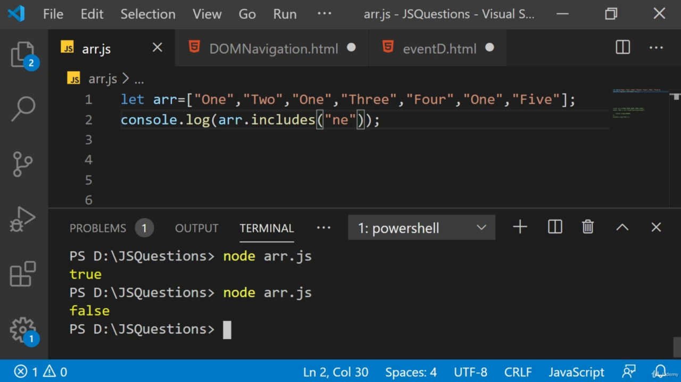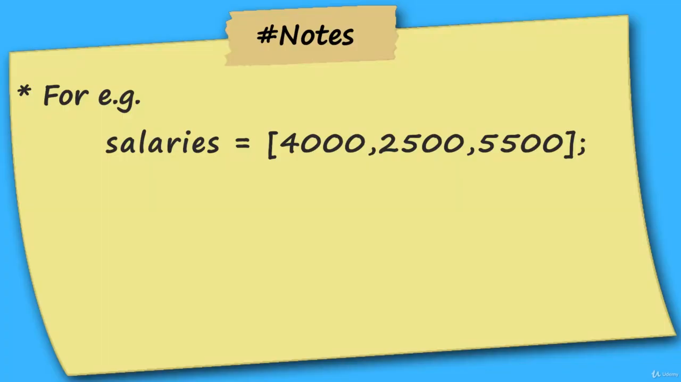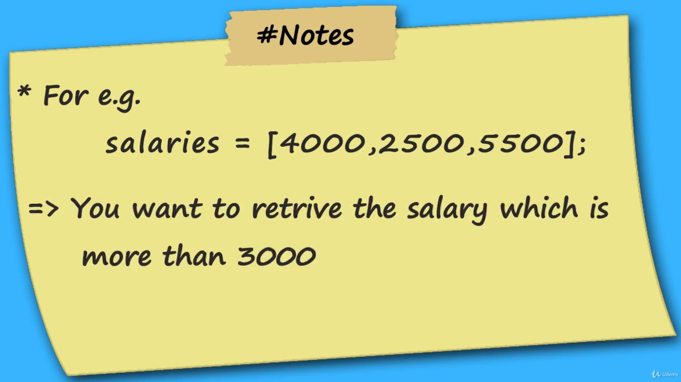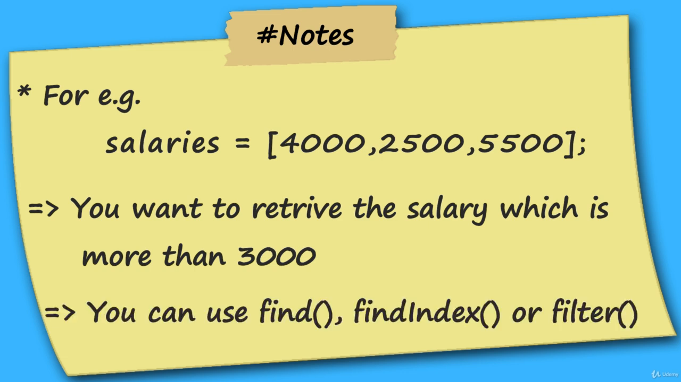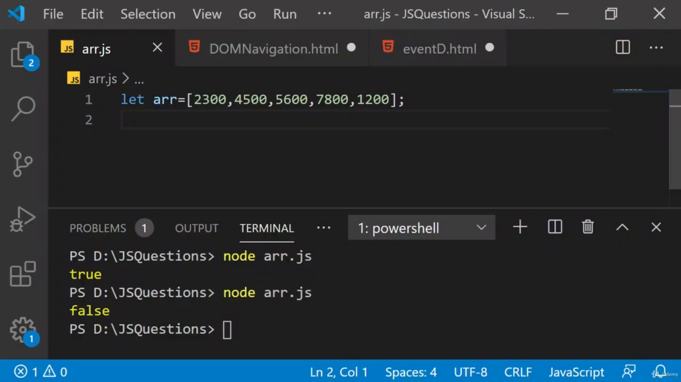But there can be more complex searches like conditional search. For example, you have an array of salary and you want to get all elements where salary is more than 3000. Then you can use find method, findIndex method, or sometimes even a better method called filter. Let's directly jump into a practical example and later we will figure out the syntax. Let's say this is the array of salary. Now the syntax of find method is something like this.